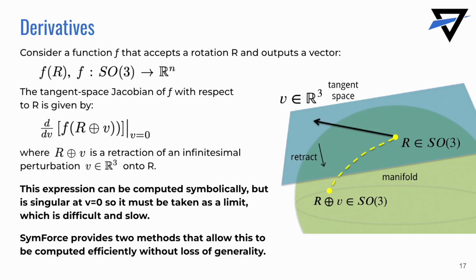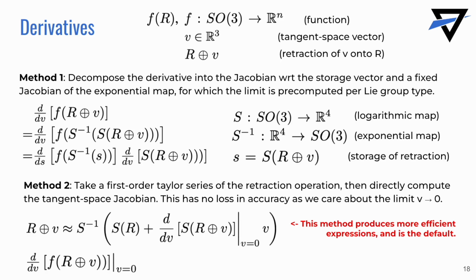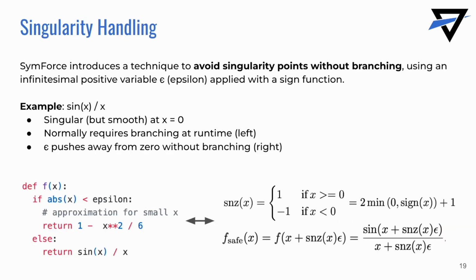However, this expression is singular and requires computing a limit, which is difficult and slow. SymForce implements 2 novel methods for computing this quantity efficiently and without loss of generality. The 2 methods are summarized here. Please see the paper for details. SymForce also introduces a technique to avoid singularity points without introducing branching, using an infinitesimal variable epsilon. For example, this strategy can create a branchless expression for sin of x over x without a singularity at the origin. Handling this correctly is key for robust behavior.